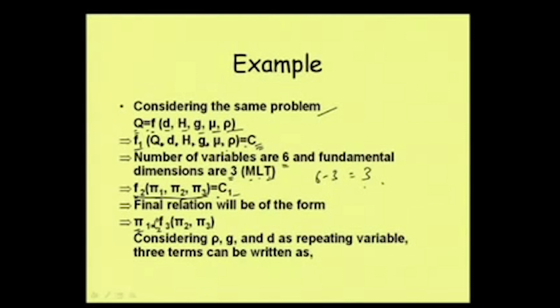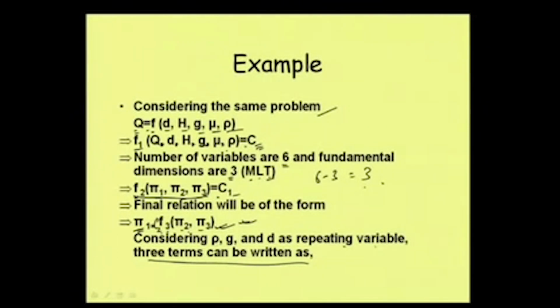If we just take it on that side, then we will be having a different function, but we can write pi 1 is equal to c2 into f3 into pi 2 pi 3. So, this way we can write the expression. Now, which repeating variable will we be choosing? Okay, we know fundamentally that this should be. So, considering rho, g and d as repeating variables, 3 terms can be written as. So, how are we getting these 3 terms, pi 1, pi 2, pi 3?